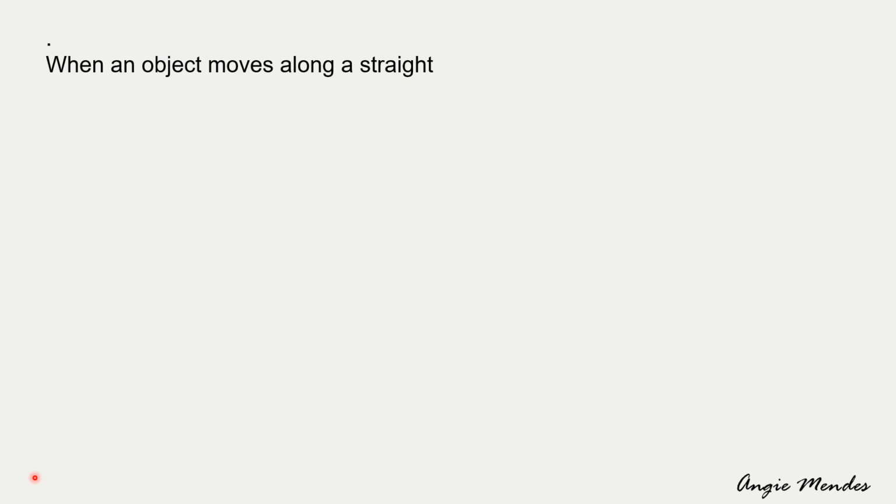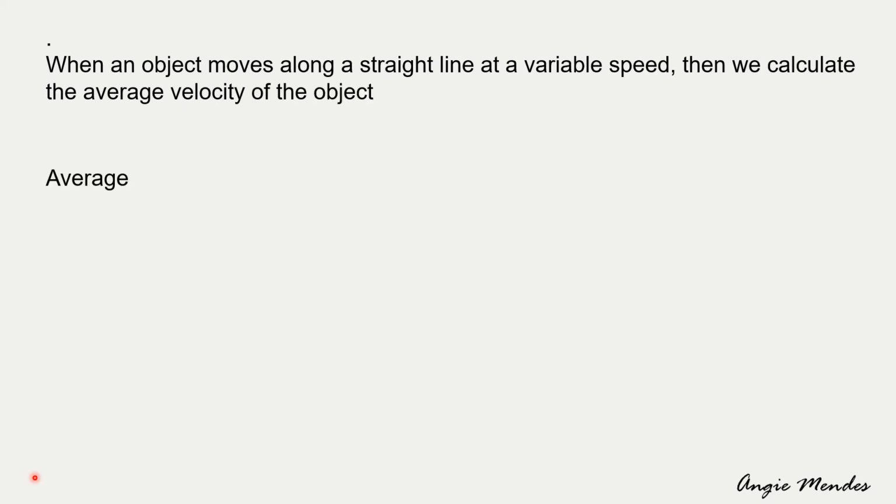If an object moves along a straight line at a variable speed, then we can calculate the average velocity of that object. To calculate the average velocity of the object, we use the expression: average velocity, denoted by V_av, is the total displacement upon the total time taken. The SI unit is meter per second.